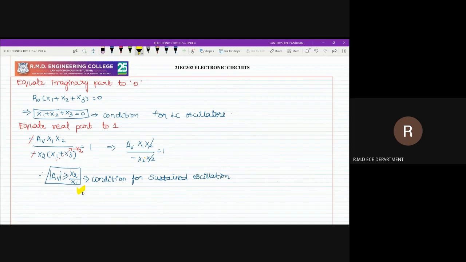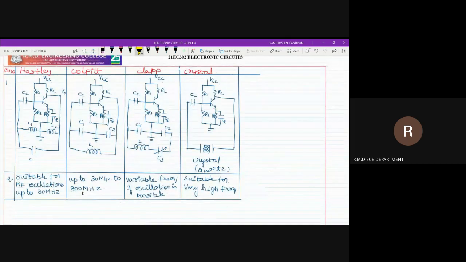Now we have to introduce the three types of oscillators: Hartley, Colpitts, and Clapp, and the crystal oscillator. Up to this portion, it is common for all the diagrams, because it is the common voltage divider bias using a BJT. Only the tank circuit is going to differ. Clear? In the Hartley oscillator, there are two inductors and one capacitor, and in the Colpitts, two capacitors and one inductor.